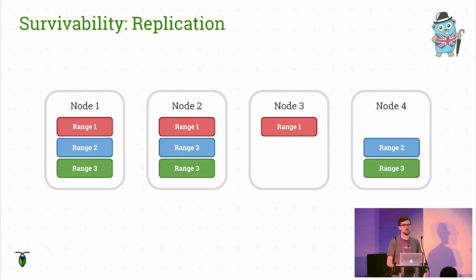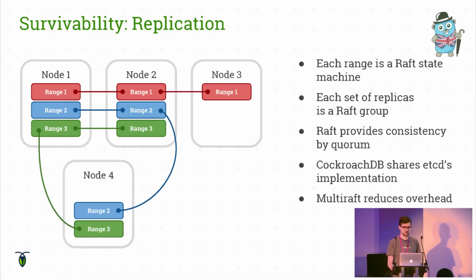And so this design gives you a very scalable database that can run across many different nodes, but it's not yet fault tolerant. If any one of these nodes goes down, then you've lost that chunk of data. And so to make the database more survivable, you have to replicate the data. Here we can see that there are two ranges that have been split, and each range is replicated on three nodes.